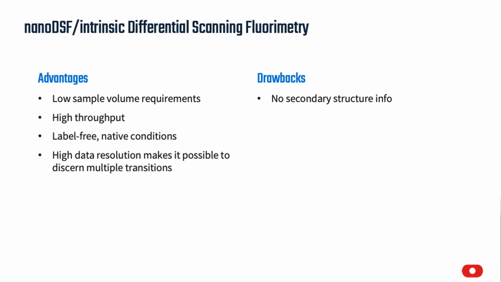Finally, it's worth noting that the nano-DSF in Prometheus Panta in particular provides high-resolution data. The heat is transferred with maximal efficiency to the system, which means there's no delay between the reading and the system reaching the assigned temperature, giving it the highest resolution of these optical methods for thermal stability measurements. You can even see transitions in samples with concentrations of protein as low as 10 micrograms per milliliter.